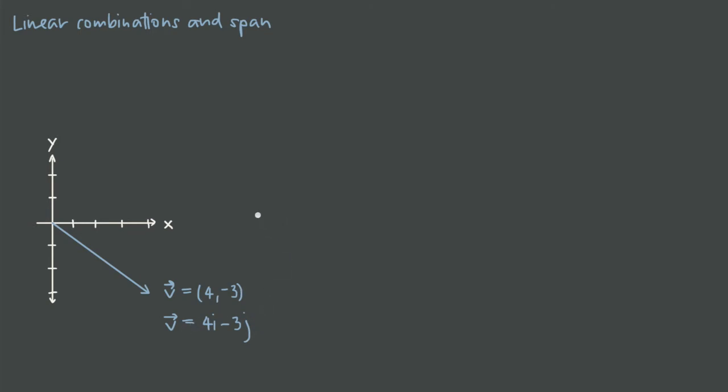So instead of writing the vector v this way, we'll say the vector v is also equal to 4 times the standard basis vector i, which we can write as 1, 0, and then minus 3 times j, which is the standard basis vector 0, 1. When we write it this way, what we see is that v is just a combination. It's the sum or difference of a set of scaled vectors. So I have the vector 1, 0. I'm scaling it by a scalar of 4. And then I have the vector 0, 1, and I'm scaling it by -3. And I'm adding those two together.